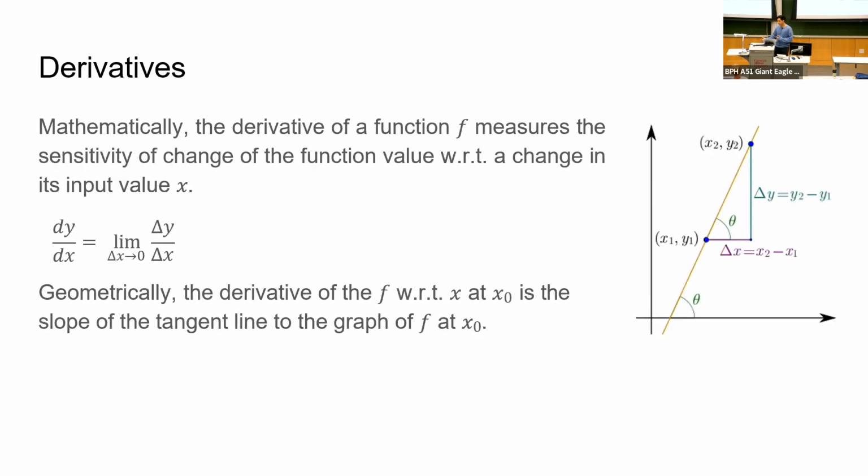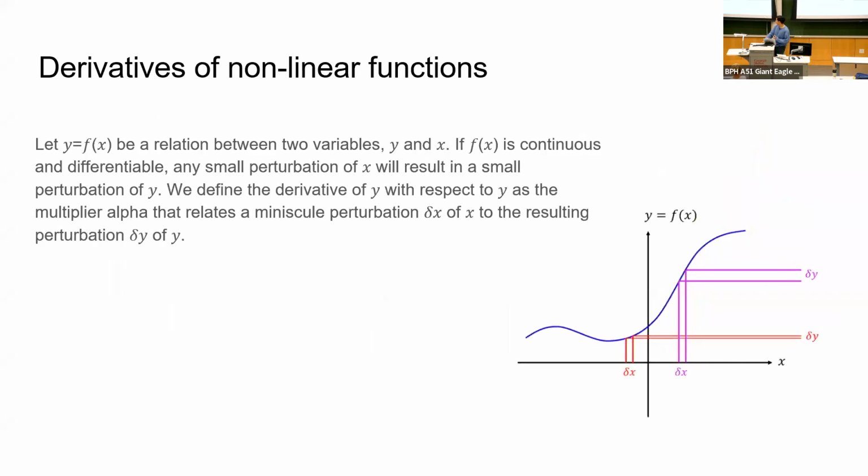So the derivative, right? Mathematically, the derivative of a function measures the sensitivity of the change of the function with respect to a change in its input value x. You can see in this graph that it's a linear function, so the derivative remains the same throughout. But this doesn't usually happen, because in most cases the function is a nonlinear one and the value changes at every position of x. So it looks more like this.